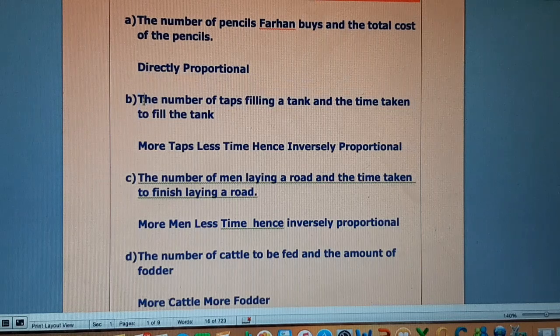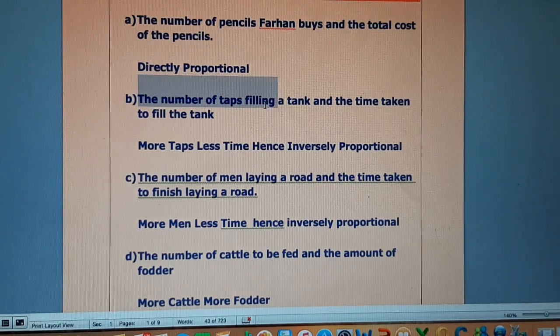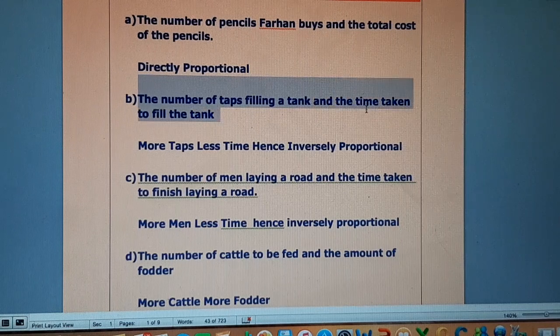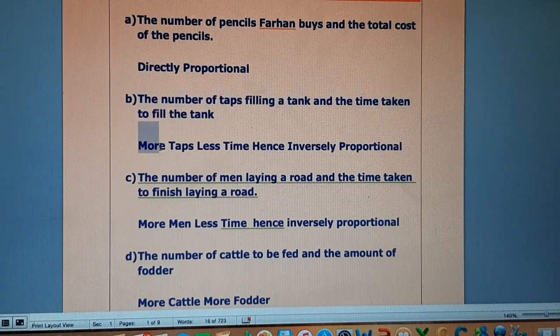Part B is the number of taps filling a tank and the time taken to fill the tank. Obviously, if there are more taps, then less time will be required to fill the tank. So they are inversely proportional, meaning the number of taps and the time taken to fill the tank are inversely proportional.